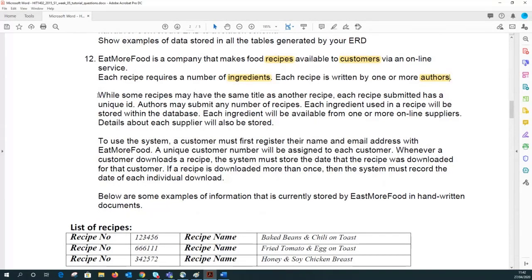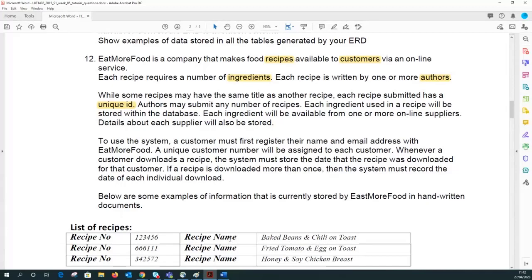Then the next paragraph: while some recipes may have the same title as another recipe, each recipe submitted has a unique ID. Now when you read that, definitely the recipe looks like a strong entity, right? Because recipes contain the unique IDs, right? Each recipe has a unique ID. Looks like a strong entity.